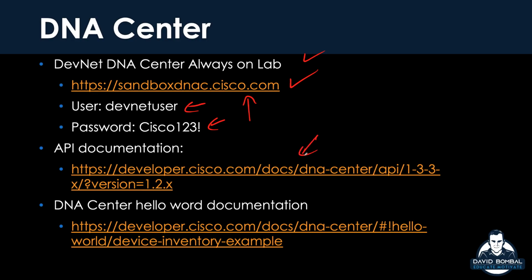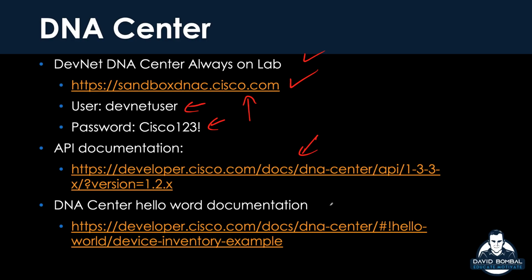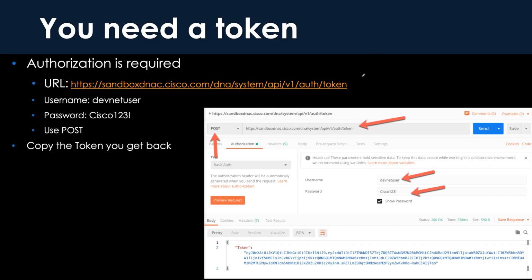As an example, here's the API documentation. Question people often ask is, how do I know what APIs to use? Well, there's an example of the API documentation for DNA Center. There's also a DevNet lab that you can follow if you want to. So if you want to go through one of the DevNet labs, there is a good example of a DevNet lab. But what I'm going to show you as an example is how to connect to labs manually. So we're going to use PostMan, which is an application I'll show you in a moment how to download.